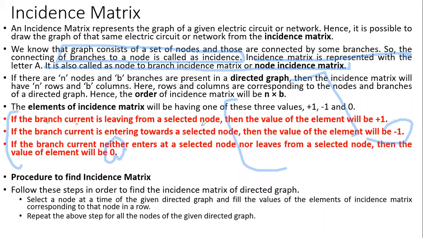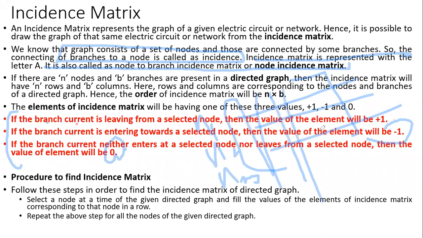Here I will write nodes. Node 1, node 2, node 3. So nodes will be forming the rows, and columns by branches. Branch 1, branch 2, branch 3, branch 4. Here I will write the branches. So nodes and branches, and the elements will be +1, -1 or 0 depending on the direction.